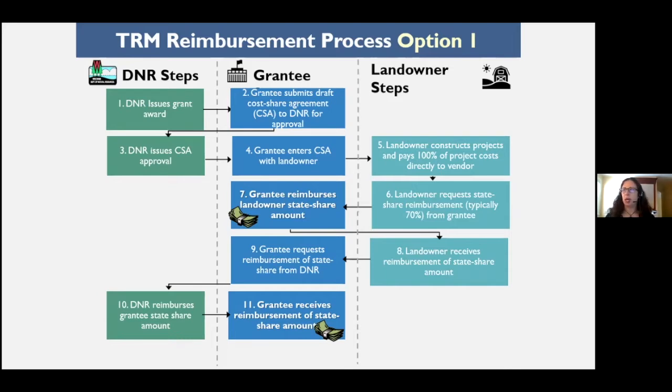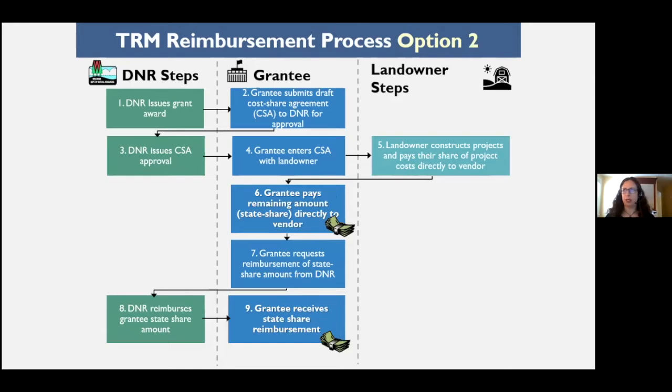Only after the project is constructed and the grantee reimburses the landowner does a grantee request and receive reimbursement from the state? So during the steps of the process that are shaded in gray here on the figure, the grantee has paid money out and is reimbursed by the state in step 11. So this is one process.